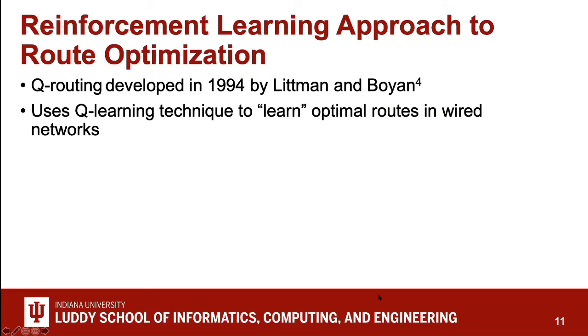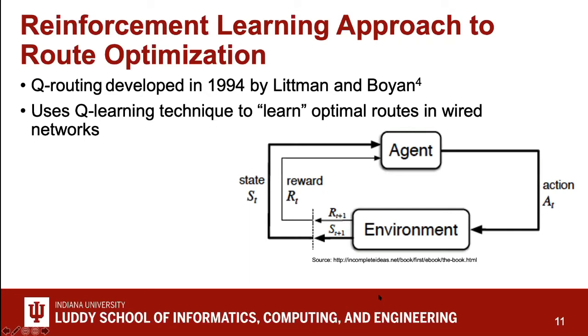So Q routing utilizes a Q learning technique to actually learn optimal routes in a wired network. So if we assume that we already have those different paths to travel, this Q routing algorithm can actually learn which one is the optimal path. And just to give a quick primer on reinforcement learning for those that aren't aware, this is the typical structure we see in a reinforcement learning environment.